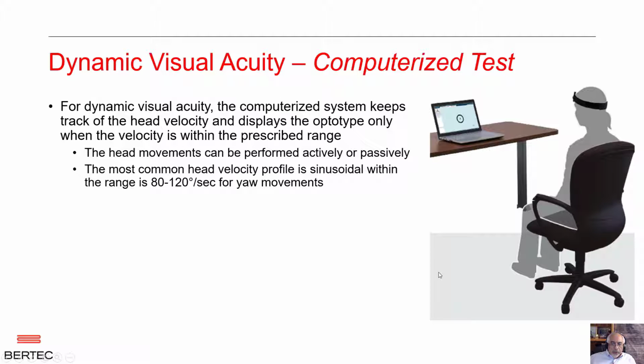For dynamic visual acuity, the computer system keeps track of the head velocity and displays the optotypes only when the velocity is within the prescribed range. As we talked about the bedside testing, the head movements can be performed actively or passively. The most common head velocity profile is sinusoidal within the range of 80 to 120 degrees per second for horizontal or yaw movements.